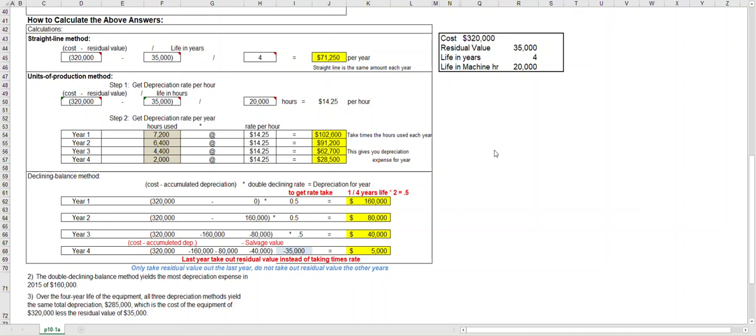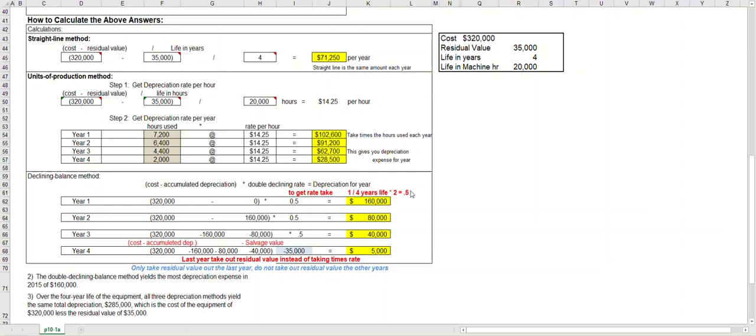Hello, in this video we'll continue on and talk about the double declining method. Double declining means the depreciation is twice the straight line method. Now in double declining, you're going to notice we will take more depreciation expense in the first years and less in subsequent years, which makes sense.